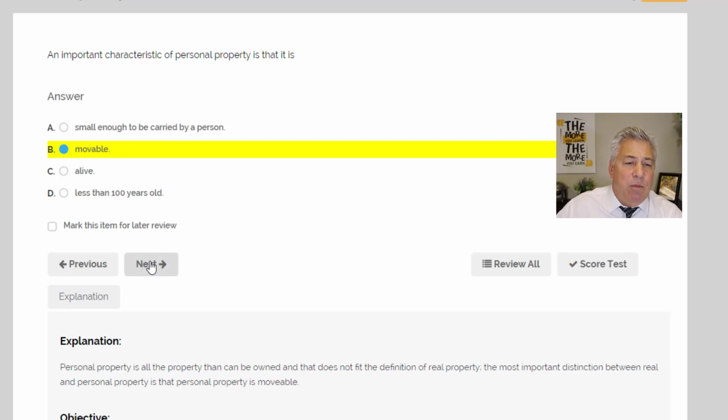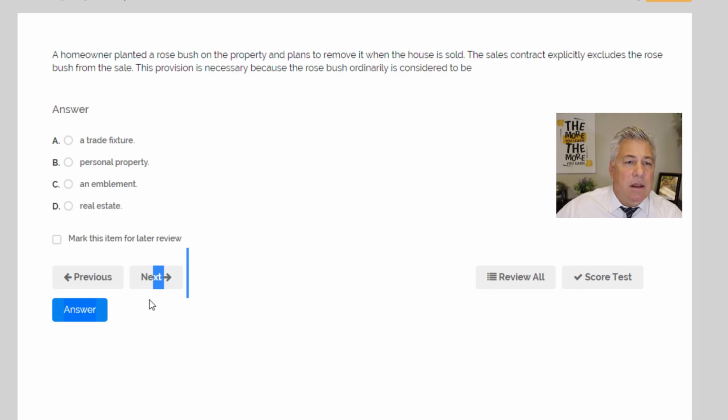Very important exam prep question number 9. A homeowner planted a rose bush on the property and plans to remove it when the house is sold. The sales contract explicitly excludes the rose bush from the sale. This provision is necessary because the rose bush ordinarily is considered to be, and your answers? A, trade fixture, B, personal property, C, an implement, or D, real estate.